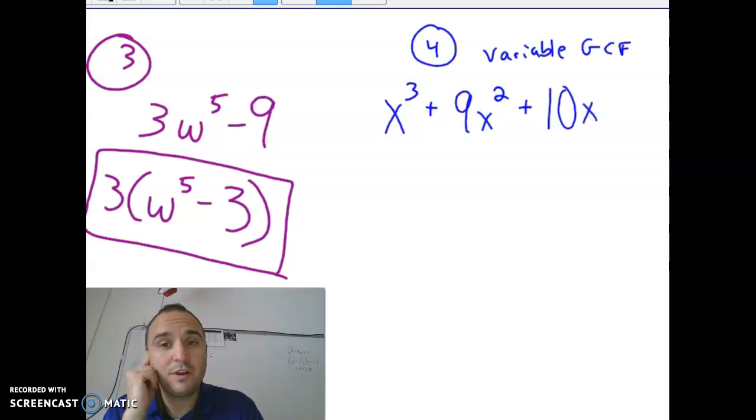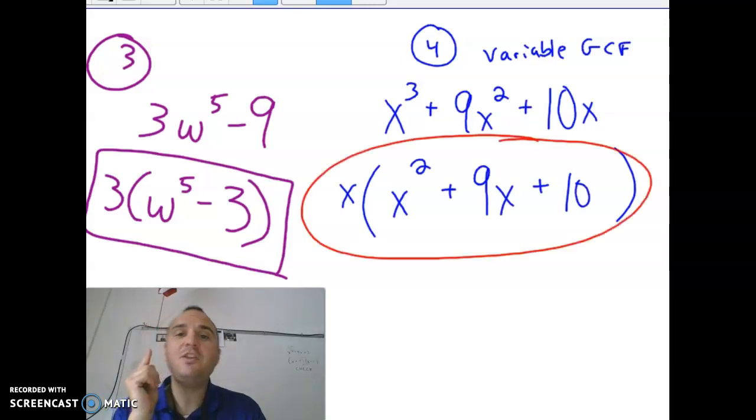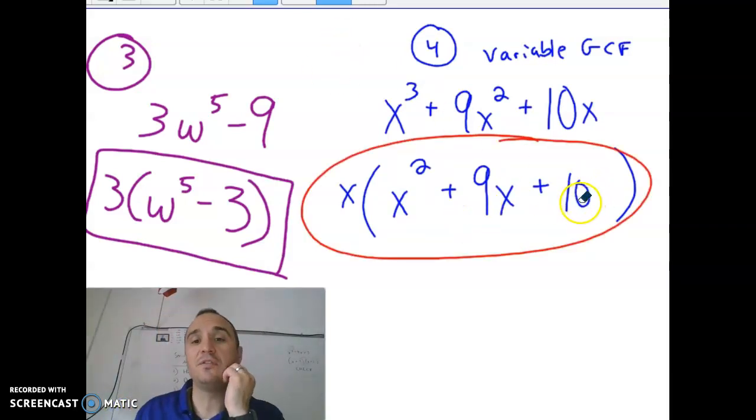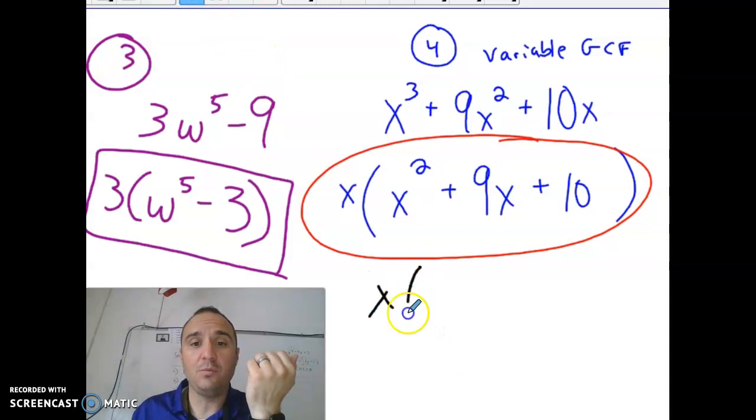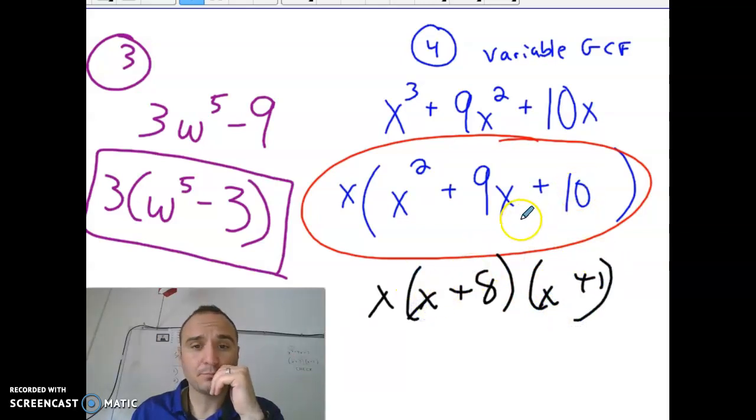So another one, this is an example of a variable. See how they all have an x in common? You're going to take an x out of every term, which leaves you with x squared plus 9x plus 10. And then you ask, can this be factored? For instance, if this here was an 8, then you actually can go one more step and you'd be able to do x plus 8, x plus 1, if that 10 was an 8, but it's not. But you can actually keep going when it comes to factoring.